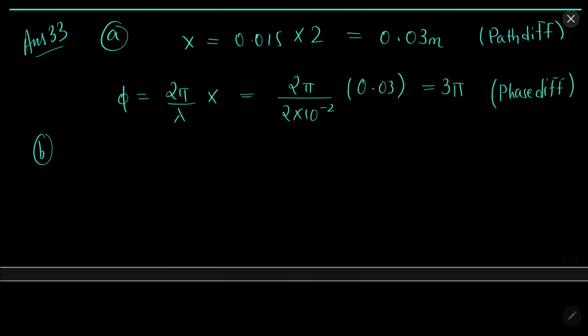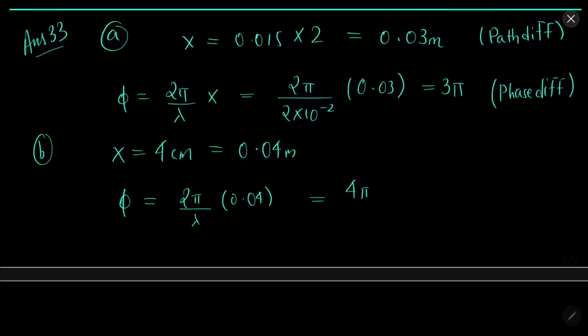B part. Now for this the path difference will be 4 centimeter, 0.04 meters, and phase difference will be 2 pi over lambda into 0.04. So once we put the values, we will find it will be 4 pi.